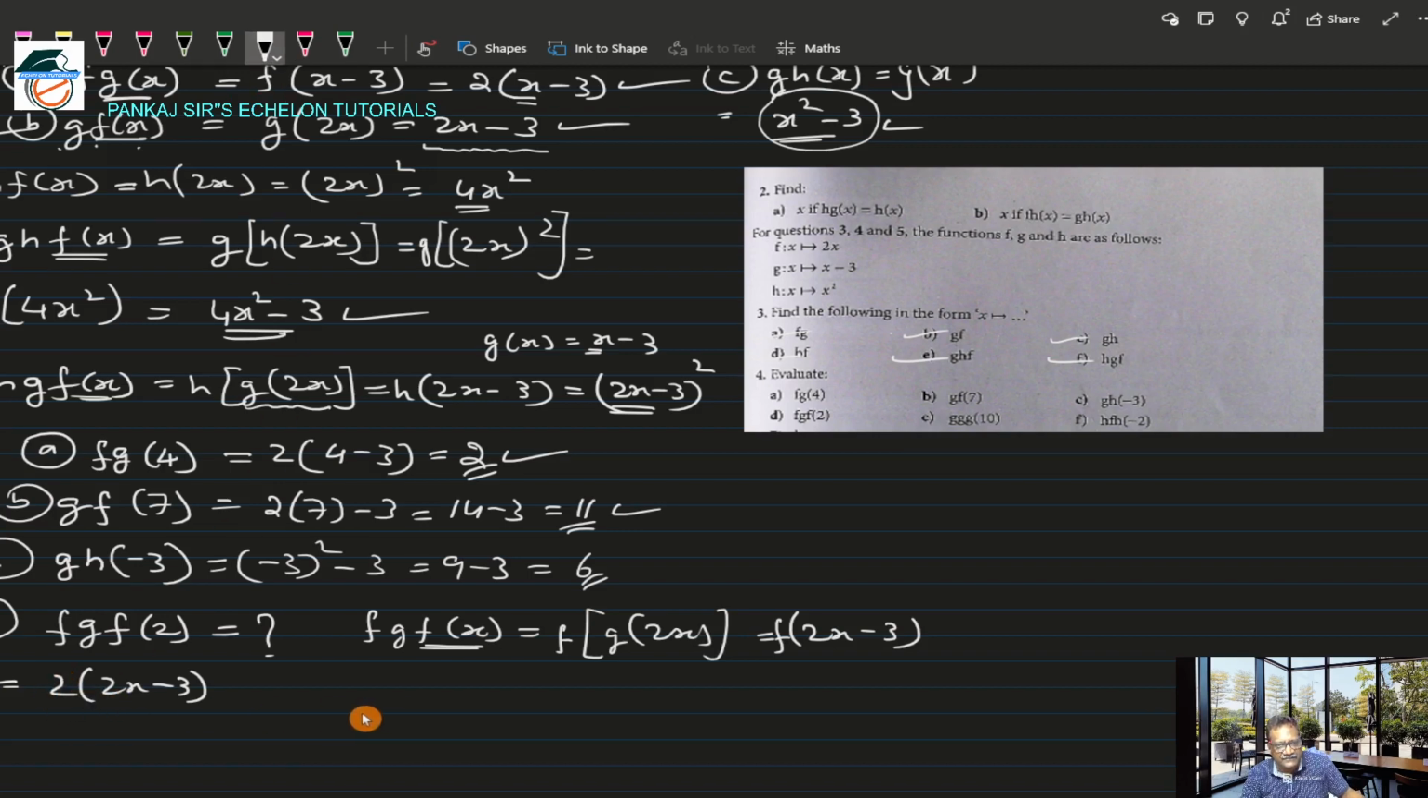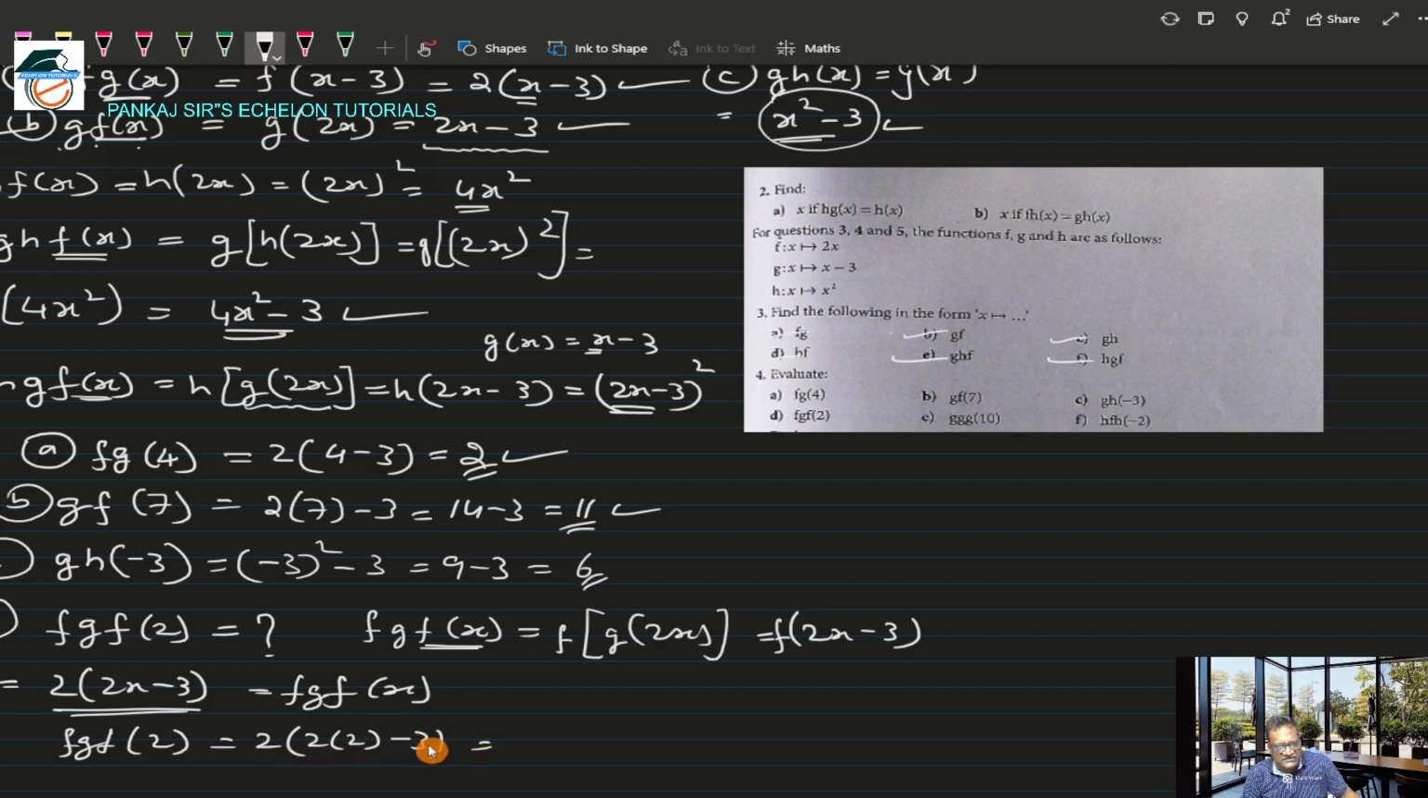Okay, so this is my function FGF of x. It is 2 into 2x minus 3. Now, if this is the function FGF of x, then the value of FGF of 2 should be what? In this function, you have to put 2 in place of x. So it will be 2 into 2 minus 3.